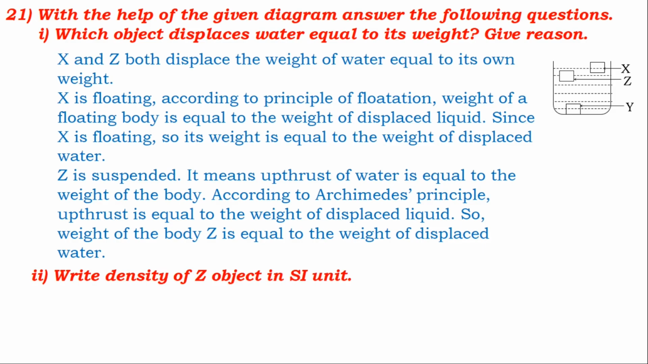Write density of Z object in SI unit. The density of Z object is equal to the density of the liquid, because if a body is suspended in certain liquid, then its density will be equal to the density of the liquid. That's why we can answer this way. The density of water is 1000 kg per cubic meter, so density of Z is equal to 1000 kg per cubic meter. Let's go to another question.